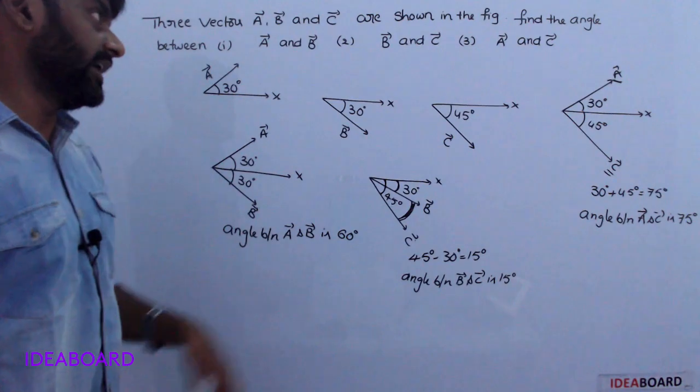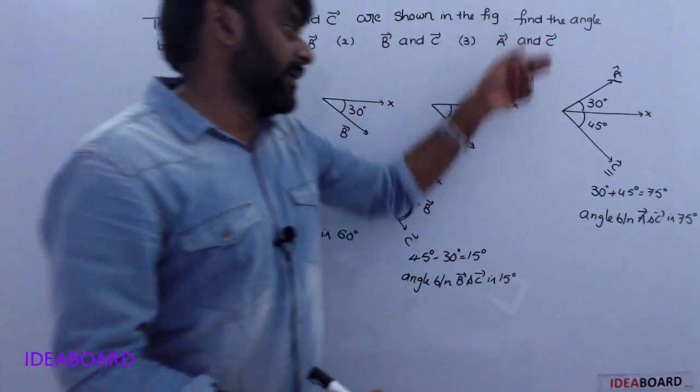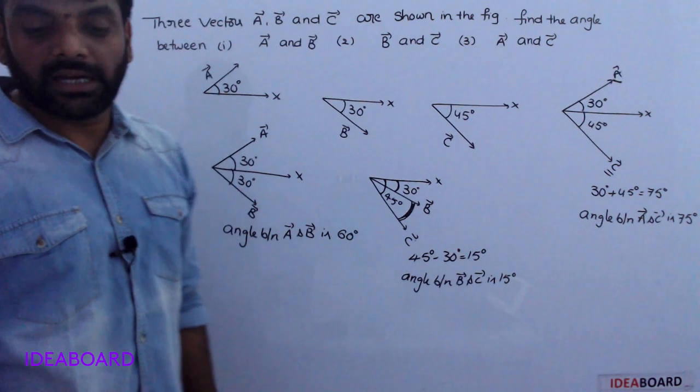A bar and B bar, 60. B bar and C bar, 15. A bar and C bar, 75 degrees. Understood? Okay.